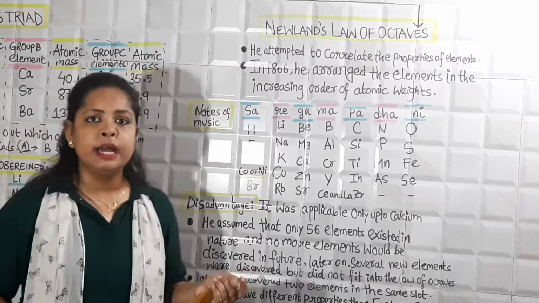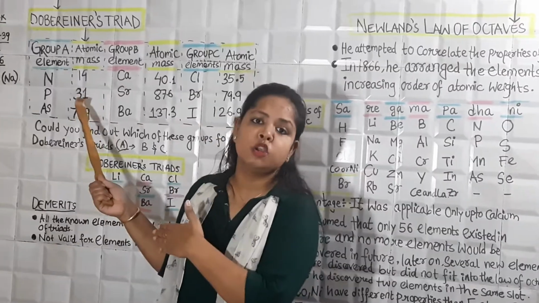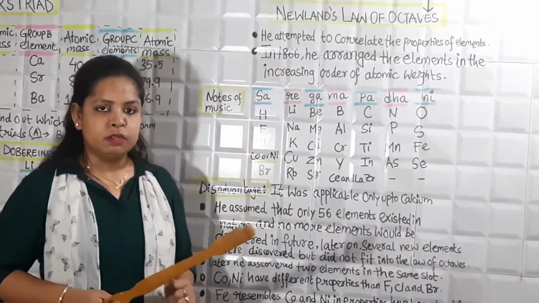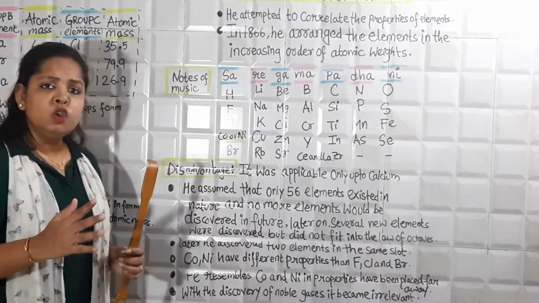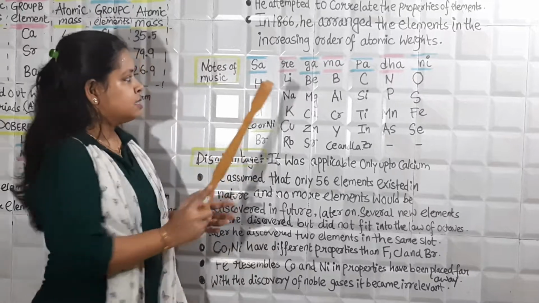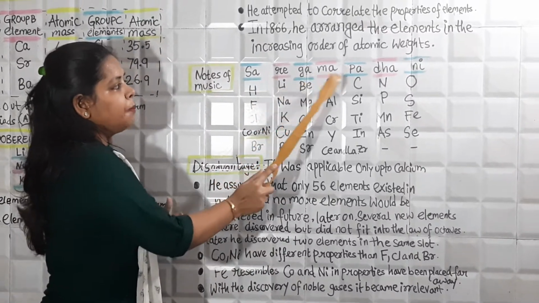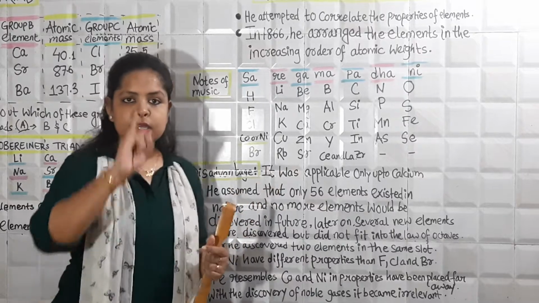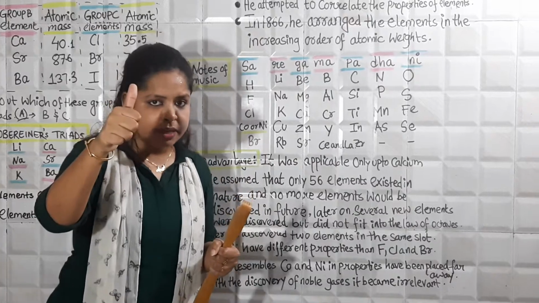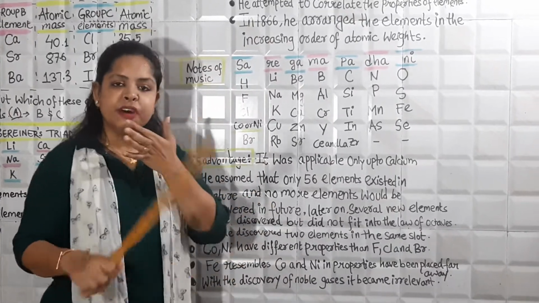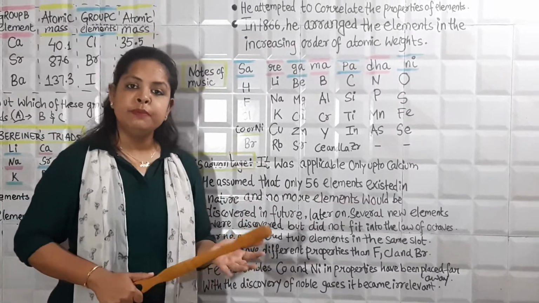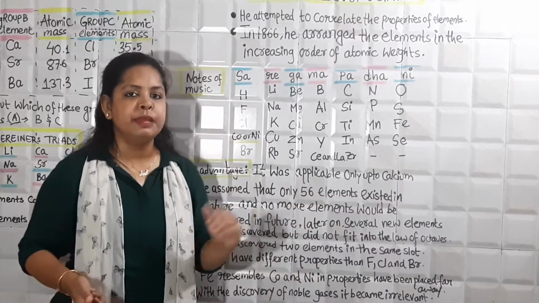You all know there are seven notes of music: sa, re, ga, ma, pa, dha, ni. Again, the eighth note is sa. So he said that the first element and every eighth element will share the same properties.